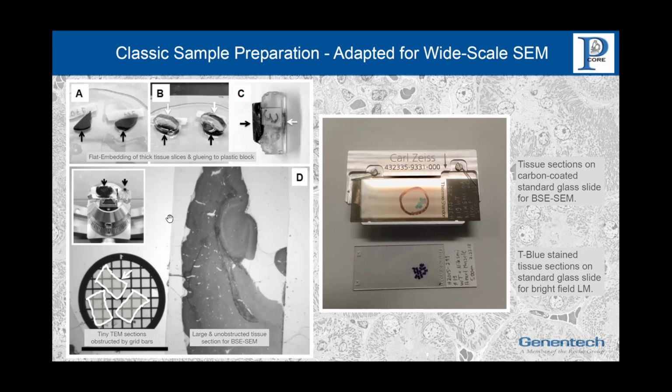And here you can see how a typical section that we produce compares to a typical TEM section. So we have huge sections with a very large field of view, and importantly, they are not obstructed, so we can find any possible region of interest and there are no hindrances.